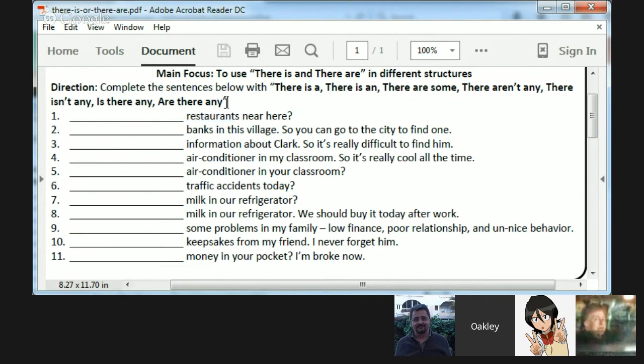Also, I just want to say about any, we only use any for negative sentences or questions. I don't have any money, or do you have any money? I cannot say I have any money. That doesn't really make sense in English. Okay, anyway, great job. Vicente, how about number 2? Can you try that one?